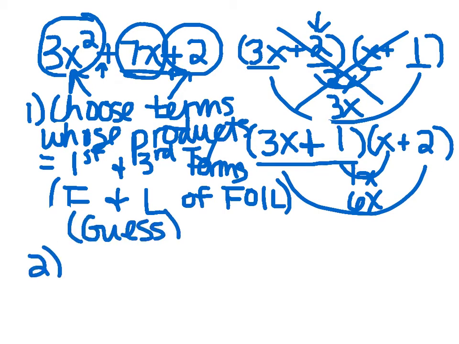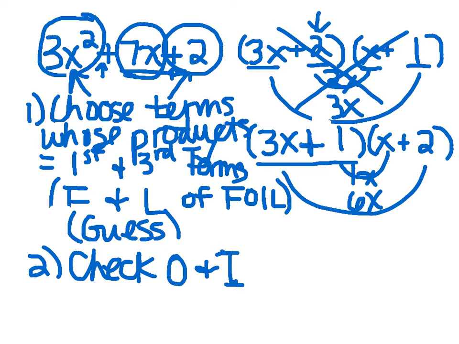And then you just need to check the O and the I. You don't have to check the whole thing. You've designed the first and the last. You need to check the O and the I, like we did here. That's what that means. It's more complicated when C is negative.